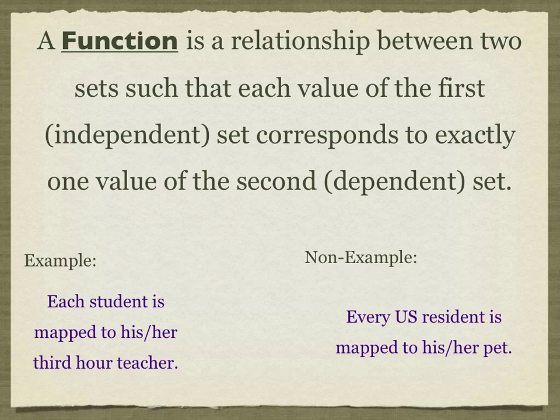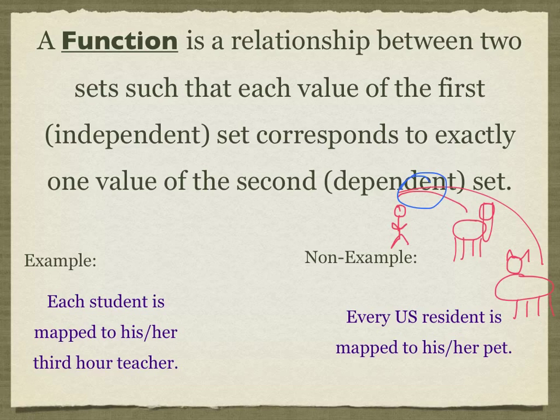Here's another non-example. If every U.S. resident is mapped to his or her pet, so if I put all of the people in the United States in a room and I put all of the pets in a room and I said, go find your pet, it's possible that one person from that first group, the U.S. residents, might be looking for both, oh boy, a dog and a cat. That's awful. So this person might be looking for this dog and for this cat, and that doubling up right here, that's what's not okay. Okay, that makes this not a function.